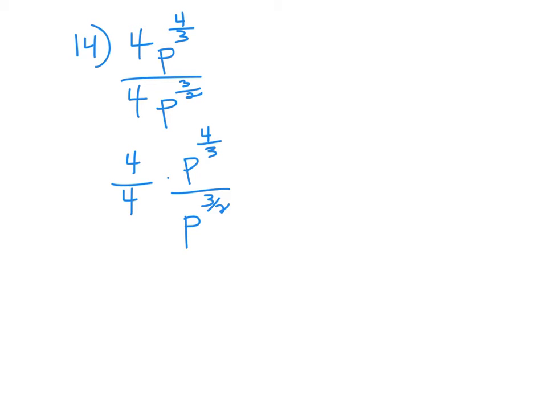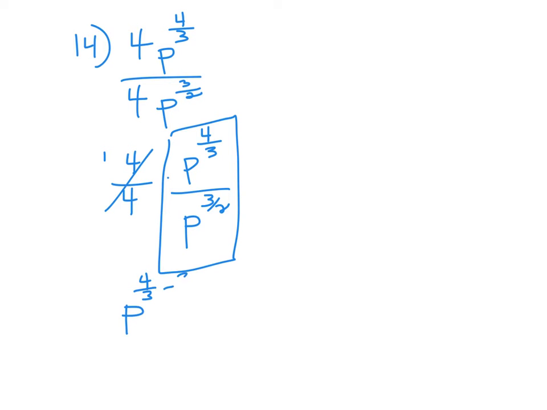I can now simplify: 4 over 4 is going to be 1. So just leave it the same, and that's going to leave me with this fraction to simplify. So that fraction simplified is going to be p to the power of 4/3 minus 3/2. In order to subtract the fractions, I have to find a like denominator. So I'm going to use 6, and then I'm going to make equivalent fractions. 3 goes into 6 2 times. 2 times 4 is 8. So the equivalent fraction of 4/3 is 8/6.